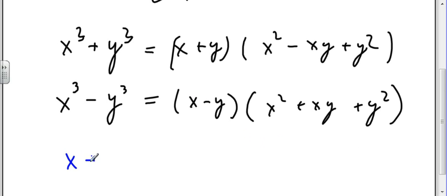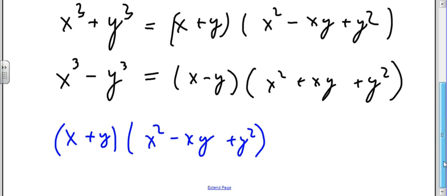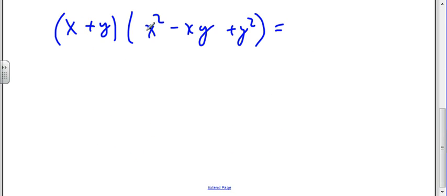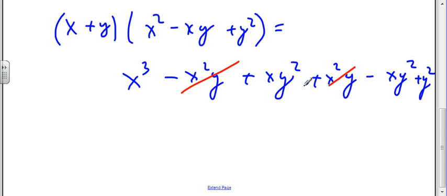So if I have x plus y times x squared minus xy plus y squared, and I say, well, x times x squared, so that's x cubed minus x squared y plus xy squared plus x squared y minus xy squared plus y squared. And we can see that these two guys go away, those two guys go away, and all I have left is x cubed plus y cubed, if I would have put a cube there.